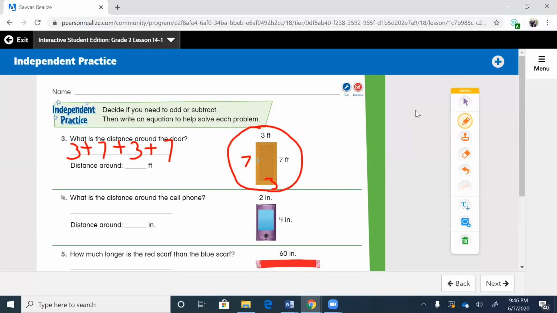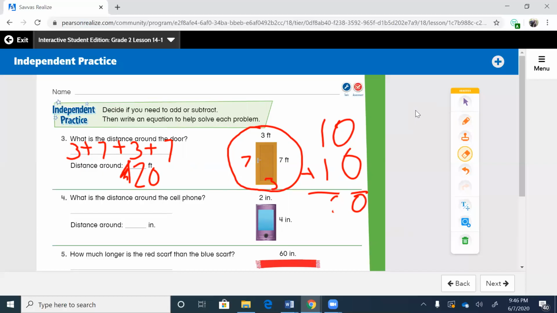So let's add 7 plus 3. 7, 8, 9, 10. So if 7 plus 3 is 10, we just have to add another 10 to it. What's 10 plus 10? 20. You got it. So that's 20 feet. Oh, I was just about to write feet. 20 feet around. That was an easy one.